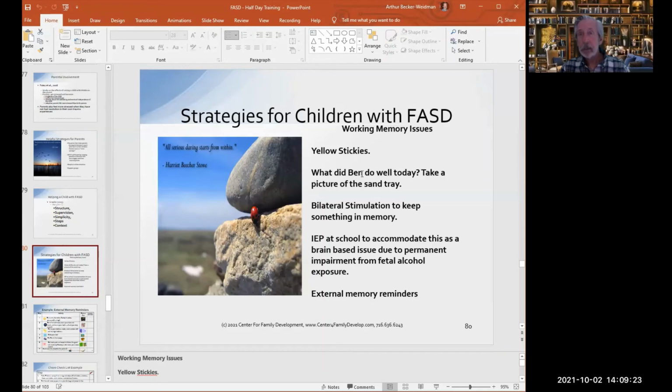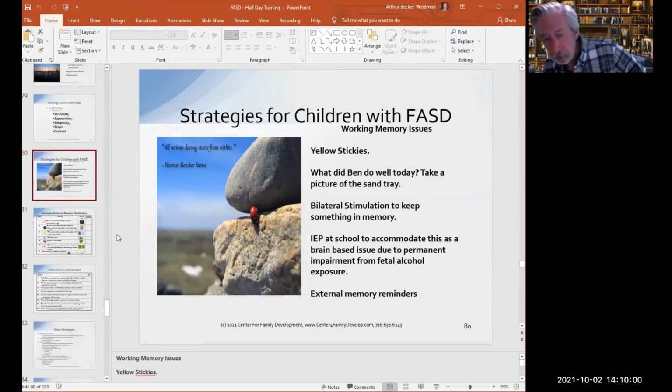Drumming, dance, martial arts, some musical instruments, piano, for example. Okay, anything that requires crossing the midline will be helpful. This is why kids on the FASD continuum often have trouble with reading, because with reading you have to cross the midline, and that's often difficult for these kids. Okay, so bilateral stimulation.